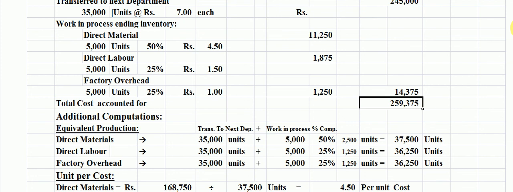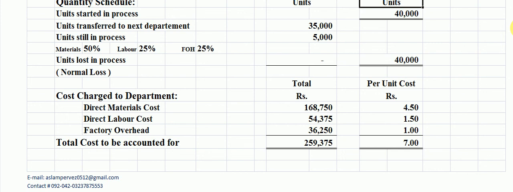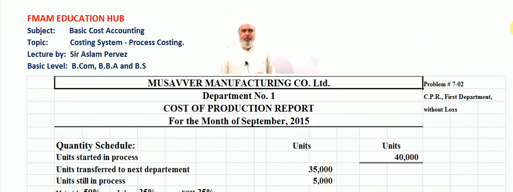Student, this is our second problem, which we have to solve in an easy manner. Students, I think you understand these questions clearly.